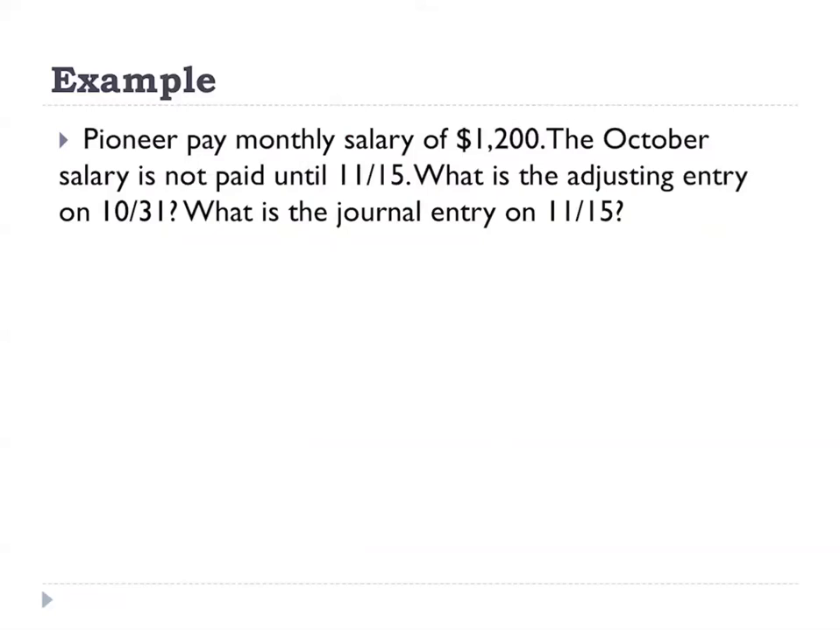Let's look at another example. So you can pause your video for now and try to write out the journal entries. In this example, the firm pays monthly salary of $1,200. The October salary is not paid until November 15th. So what is the adjusting entry on October 31st, and what is the journal entry on November 15th?